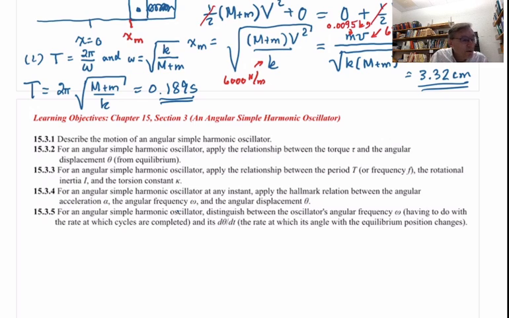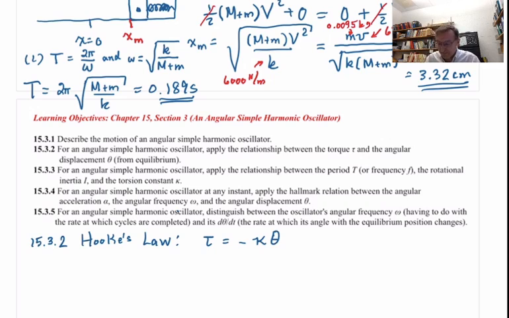15.3.2. For an angular simple harmonic oscillator, apply the relationship between the torque tau and the angular displacement theta from equilibrium. That, as I mentioned in the video lecture, is the angular version, or the torsional version, of Hooke's law. Instead of F equals negative kx, which is a spring force, we have torque equals negative kappa, kappa not K, times theta, where kappa is called the torsional constant for the wire.